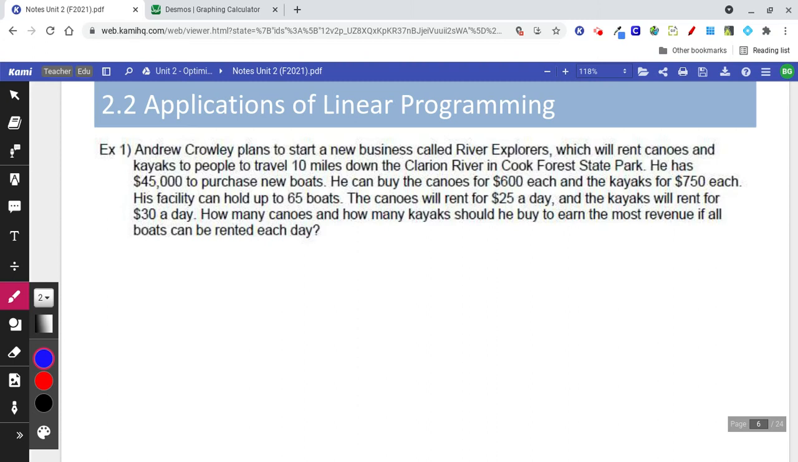2.2, applications of linear programming. This means story problems. So you need to read very carefully and really think hard about what they're asking you to find. Let's look at example 1.